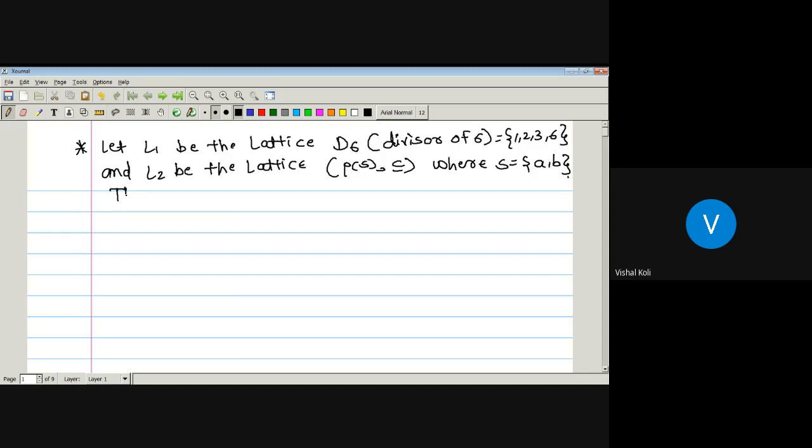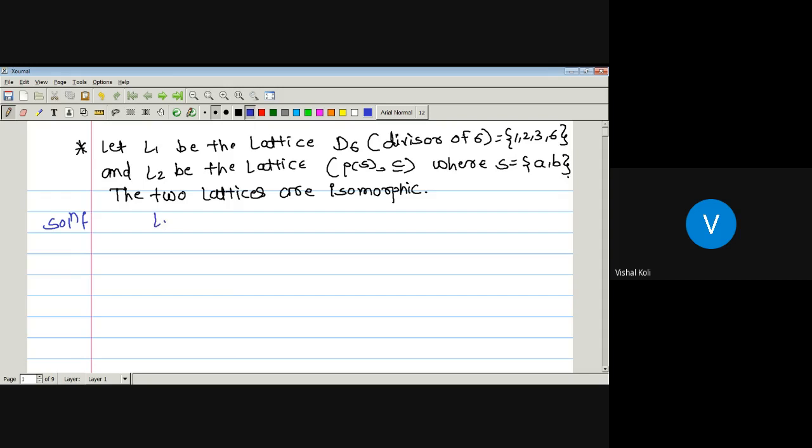That is, we have to show the two lattices are isomorphic. Okay, so see its solution.